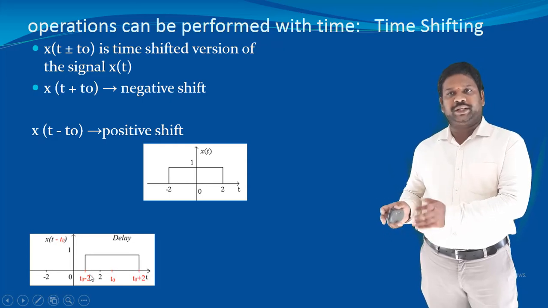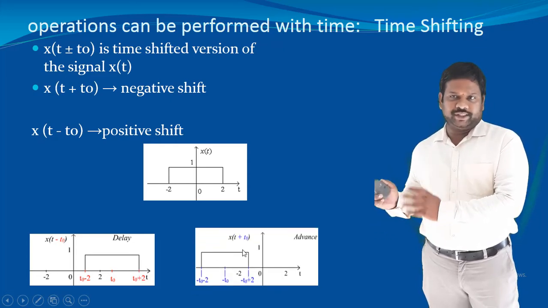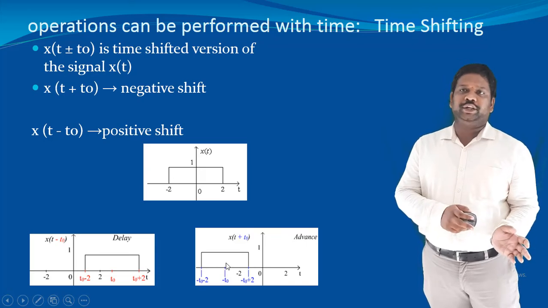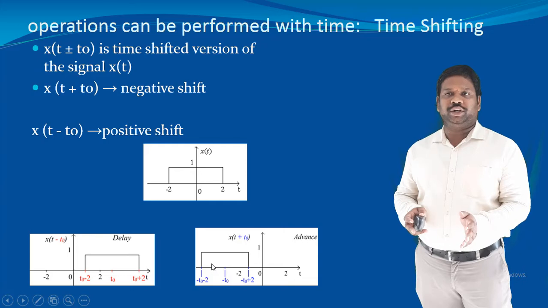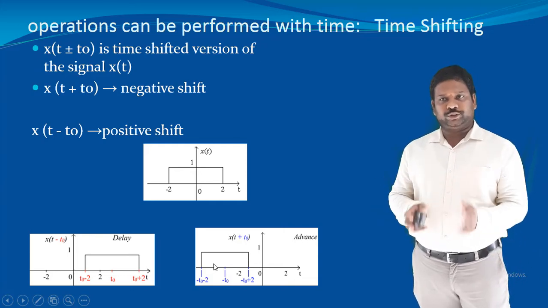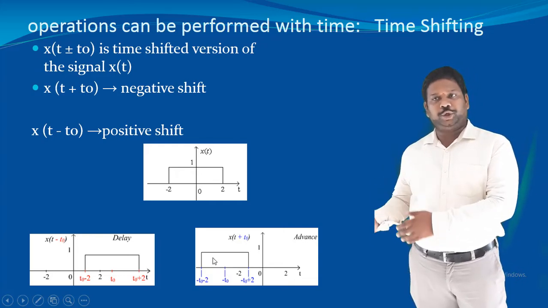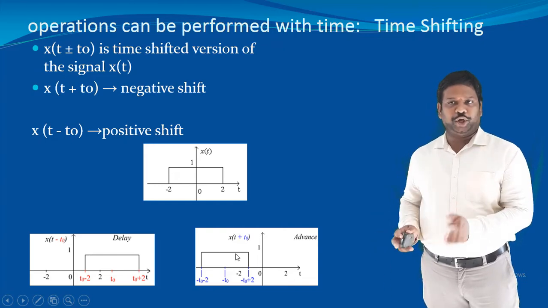Next, x of t plus t naught is the negative shift, where the signal is shifted to the negative side of the time axis. During x of t plus t naught, it is shifted to the negative side. For x of t minus t naught, it is shifted to the positive side. That is the shifting operation.